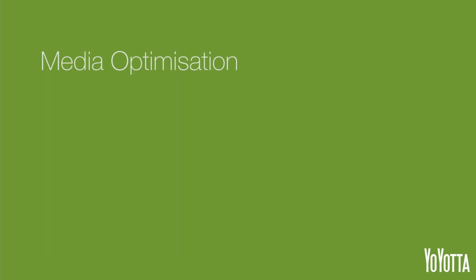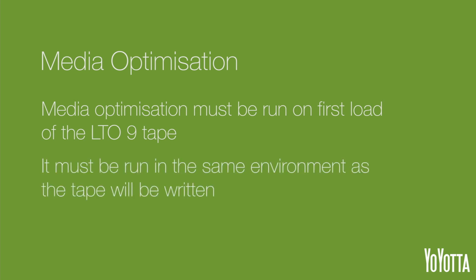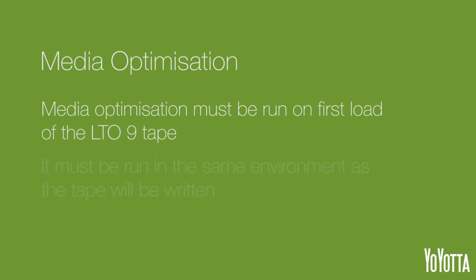LTO 9 increases the number of tracks used to write data on tape and requires much greater precision. As a result, it is necessary to run a media optimization on the tape prior to use. This creates a reference calibration for each cartridge that enables the tape drive's intelligent alignment to optimize data placement on each track. The media optimization will need to be run on the first load of the LTO 9 tape and should be run in the same environment where the tape will be written. It is a one-time operation that can be completed on any drive in that environment, enabling the media to be used across all tape drives without further optimization.